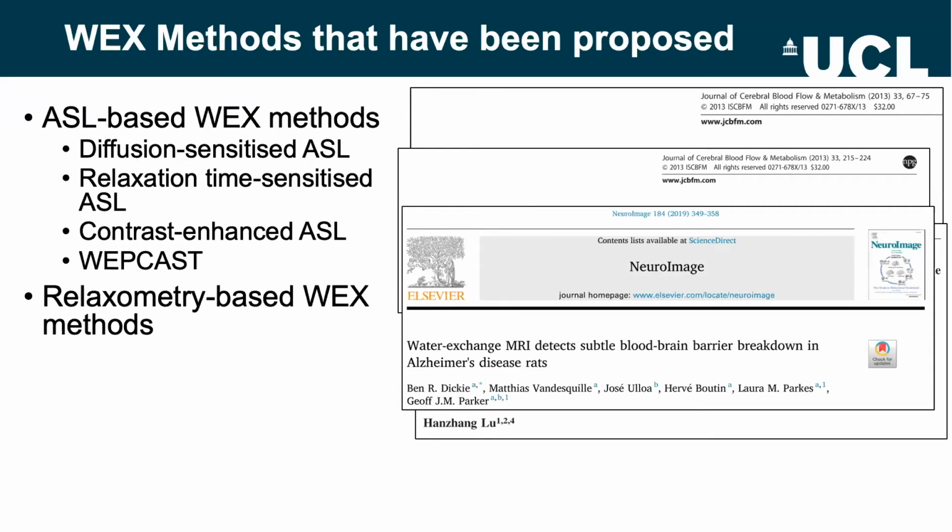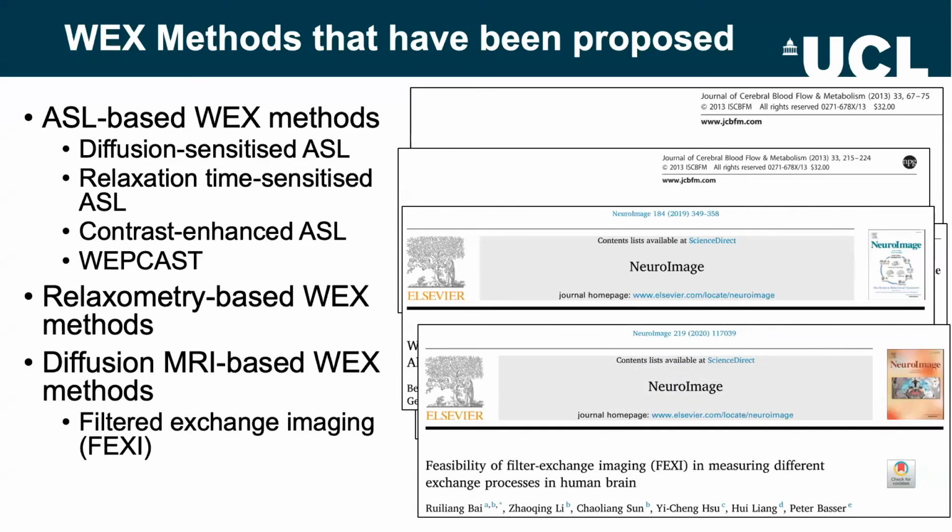So this is a technique that we published a couple of years ago, 3 years ago now, exploiting T1 differences between compartments, particularly in the presence of contrast agent, to measure water exchange across the blood-brain barrier, and also techniques that just use diffusion MRI-based approaches to measure water exchange. And this last class of approaches is based on the filtered exchange imaging technique, or FEXI technique. And there was a paper published just a couple of years ago outlining how this can be done.